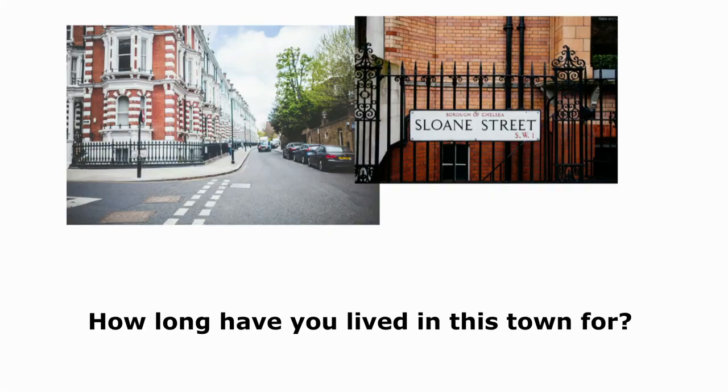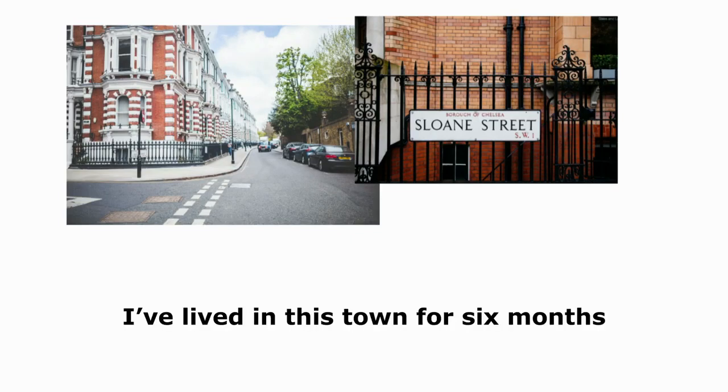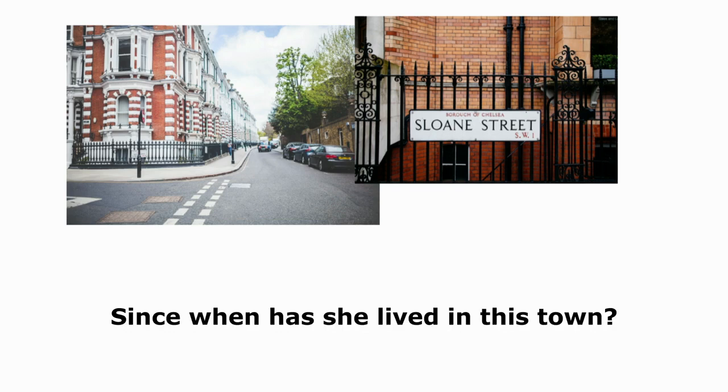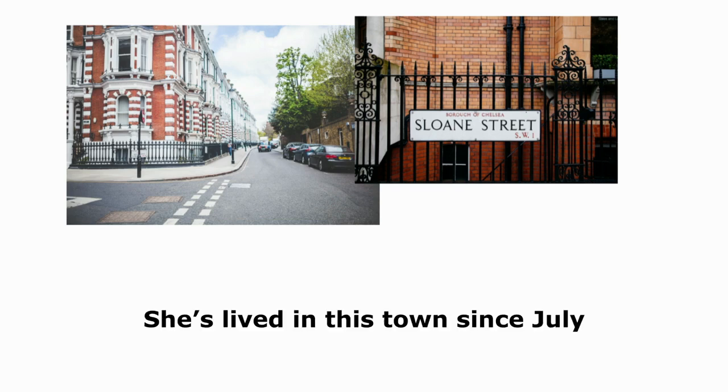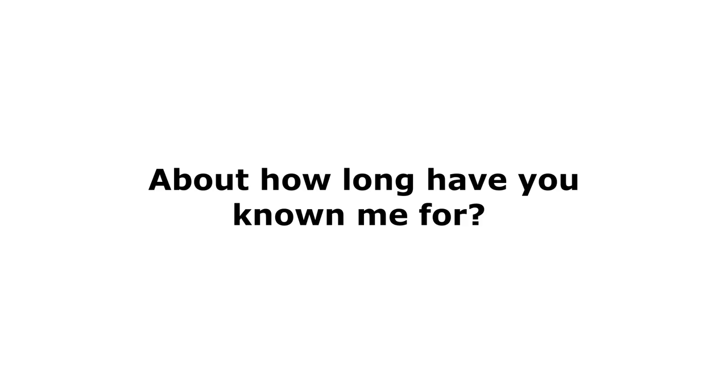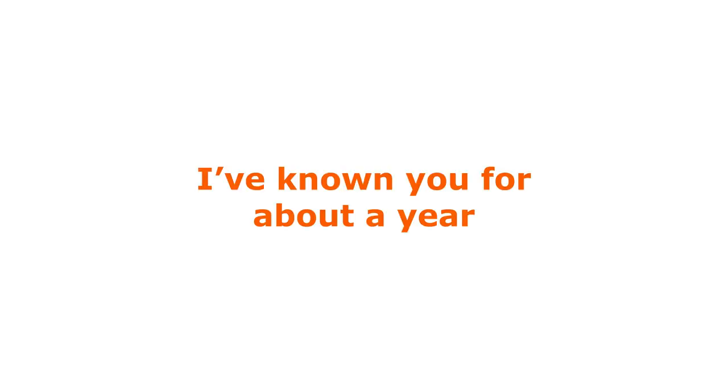How long have you lived in this town for? I've lived in this town for 6 months. Since when has she lived in this town? She's lived in this town since July. About how long have you known me for? I've known you for about a year. Since when has she known me? She's known you since last June.